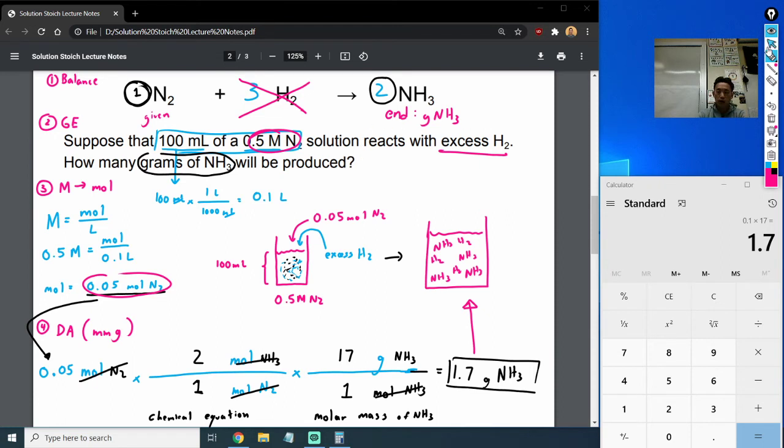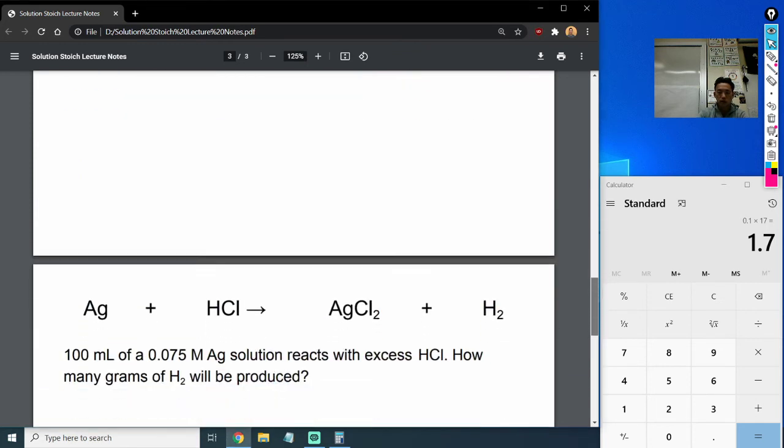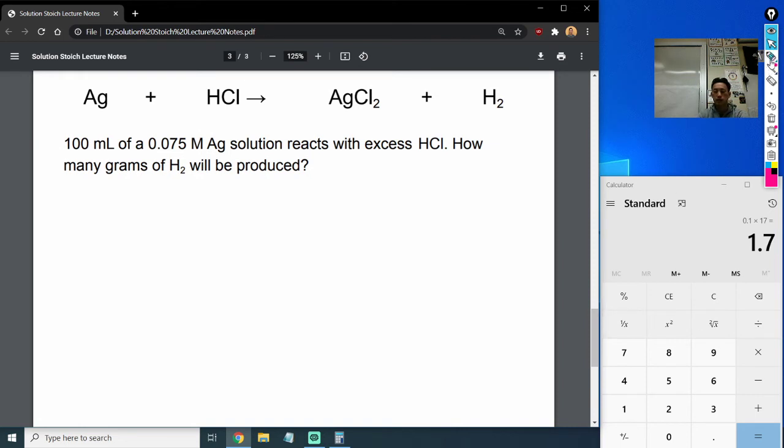I'm going to try one more problem with you so you can get a little more help. But if you think you can try this on your own, I really encourage you to pause the video and try it, just to see if you can get it before you do the assignment. It's very helpful. Okay, so let's go through the steps.